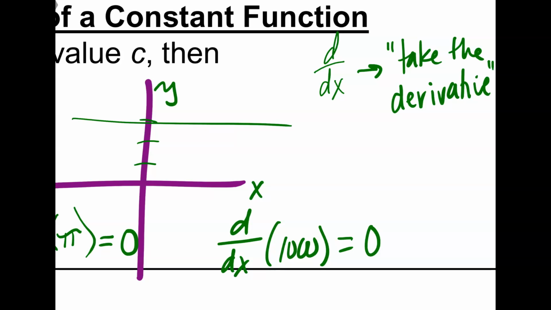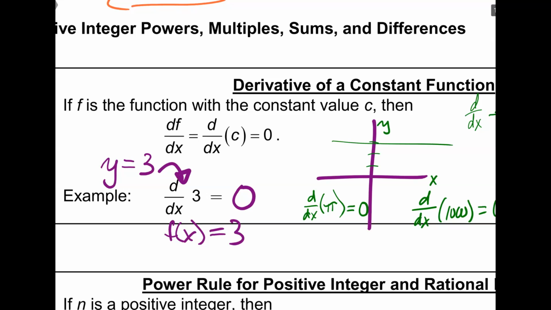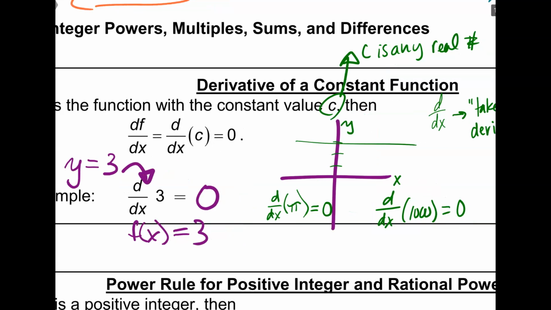So anytime I'm asking you to take a derivative of a number, right? If f is a function with a constant value c, f is your function, and c is literally any real number. Why am I specifying real number? Because there are things called imaginary numbers. So c is any real number, whether whole, integer, natural, rational, or irrational. All right, so far we're okay, because you already knew the slope of a flat line.